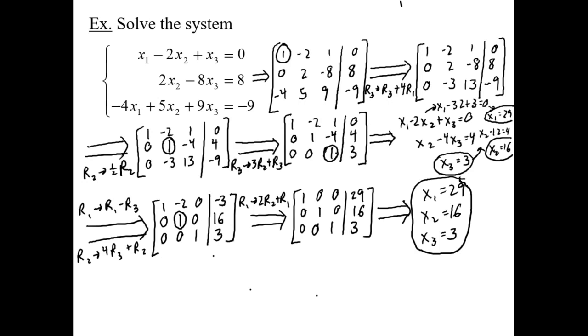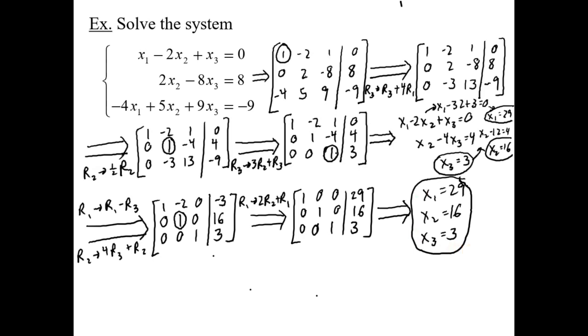If you like the idea of stopping here, put the x's back in and solve it. By the way, on the next slide I'm going to tell you this is called back solving. Basically, taking the x3 and back solving to find x2 and then back solving to find x1. So if you like that method, great. If you want to keep going to put it into reduced echelon form, that's also perfectly acceptable.